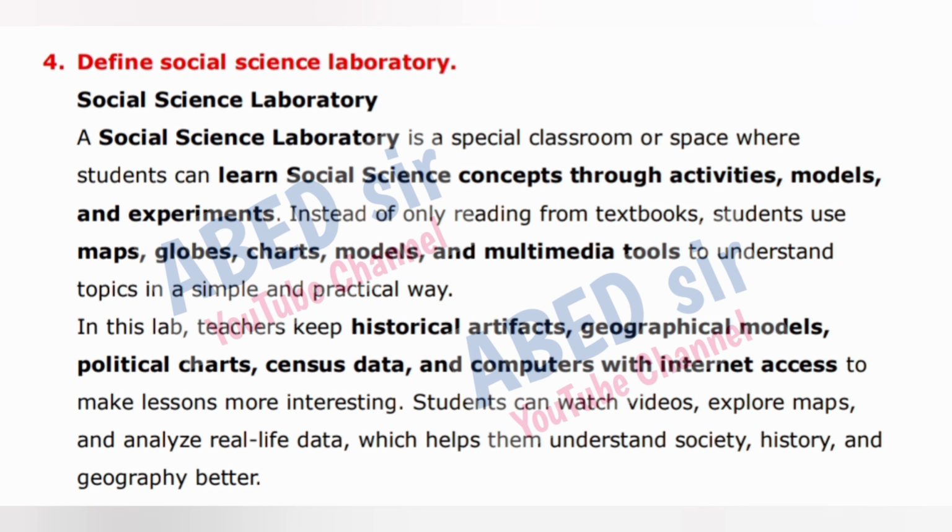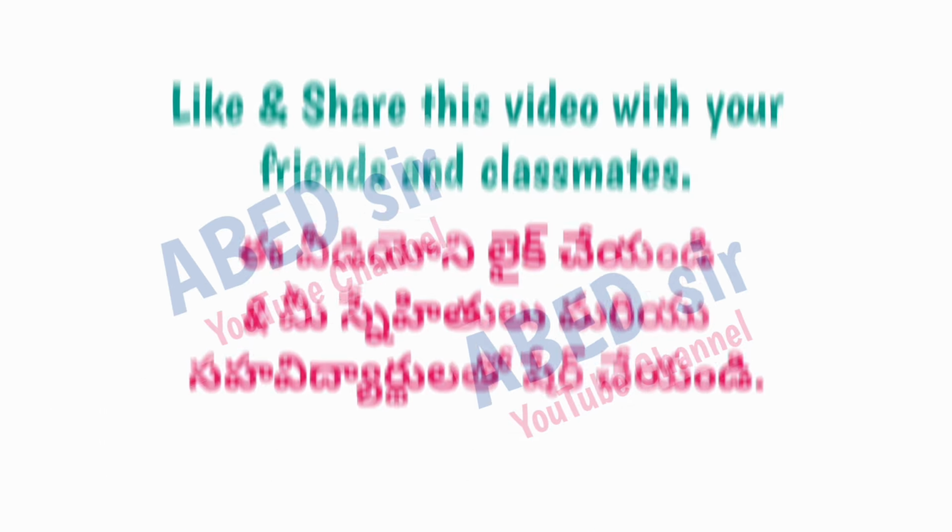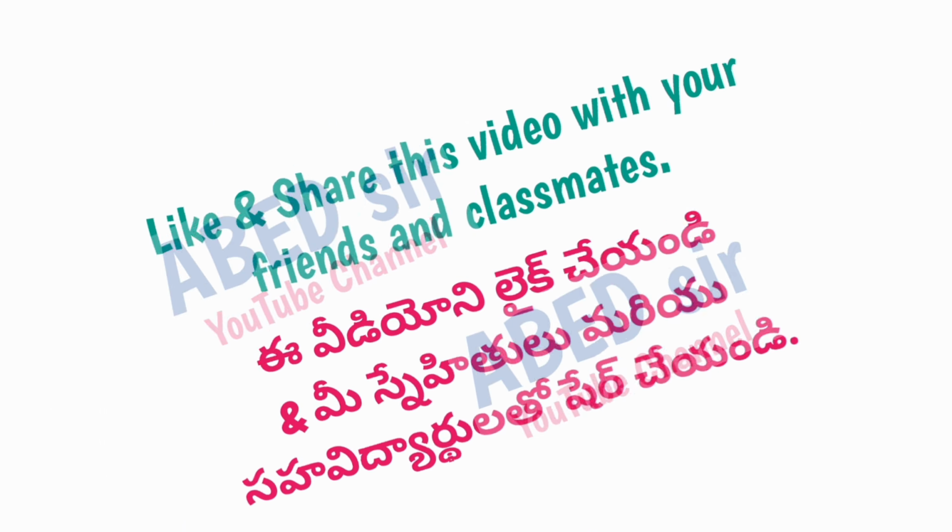Students can watch videos, explore maps, and analyze real-life data, which helps them understand society, history, and geography better. Example: if students are studying Indian rivers, they can use a 3D relief map or Google Earth in the lab to see the actual river paths. Social science labs make learning fun, activity-based, and meaningful. They help students connect theory with real life, develop research skills, and become curious learners. Next important short question is: 5.